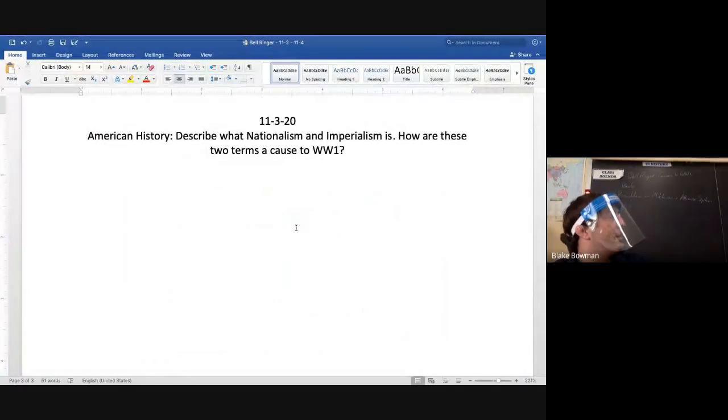So, bell ringer. We went over 2 causes yesterday. Remember, MANIA. We just went over the N and the I yesterday, just because that's how it goes in order. So describe what nationalism and imperialism is. How are these 2 terms a cause to World War I? How do these 2 causes work together in order to bring about this world conflict?